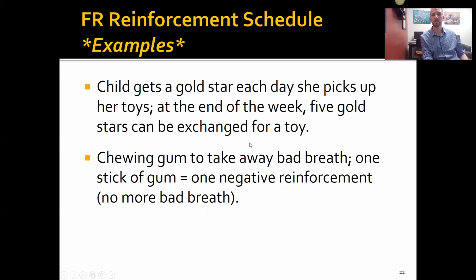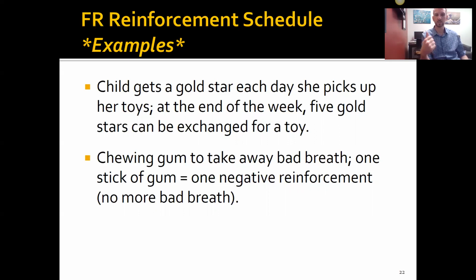All right, so let's start with the fixed ratio. That's what FR stands for. Fixed ratio. So here's a couple of examples. In a fixed ratio, it's not continuous. You're not giving a consequence every single time, but you're giving a consequence every certain number of times. So a child can get a gold star each day she picks up her toys. At the end of the week, 5 gold stars can be exchanged for a toy. So if she does it 5 times, she picks up her toys, she gets a toy.